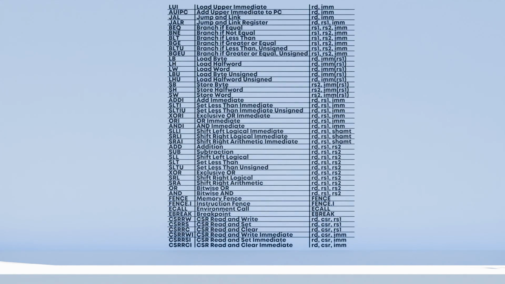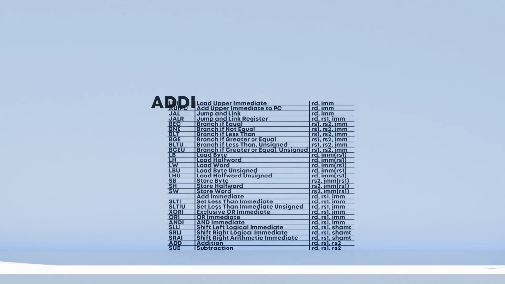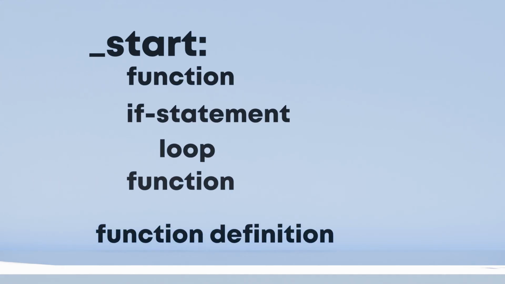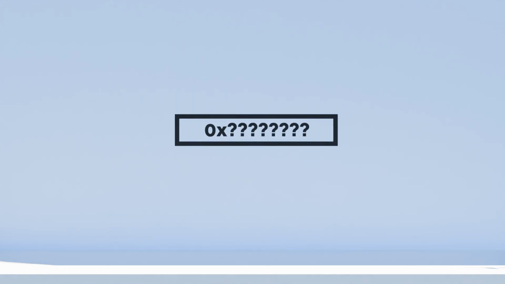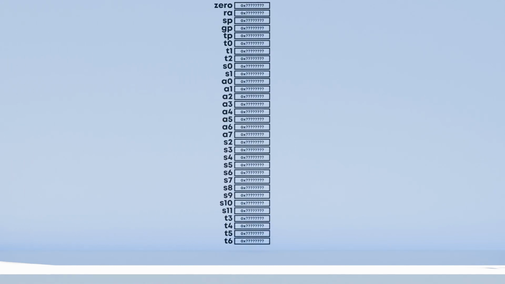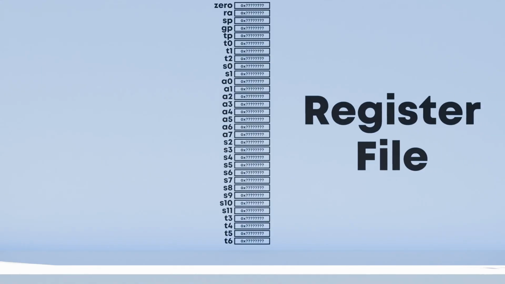The RISC-V instruction set architecture consists of these instructions, which can be combined to create assembly code. When creating assembly code, we make our code more useful with structures such as if-else statements, loops, and functions. By combining these structures, we can make our code more abstract and solve more complicated problems. These instructions act on registers, which are small devices which can store zeros and ones. We have 32 of these registers, each of which can hold 32 bits of information. Together, they are known as the register file.